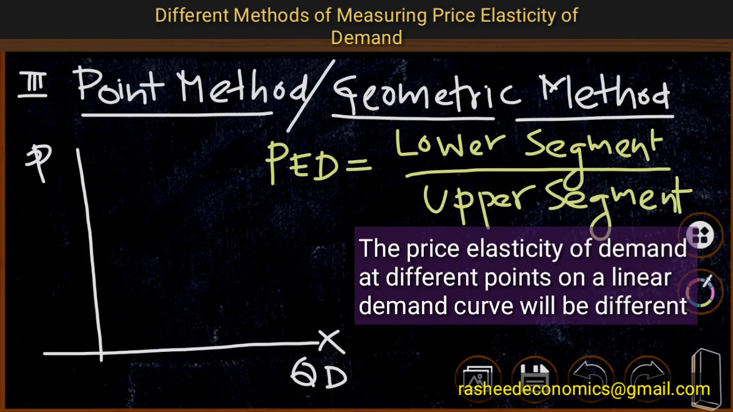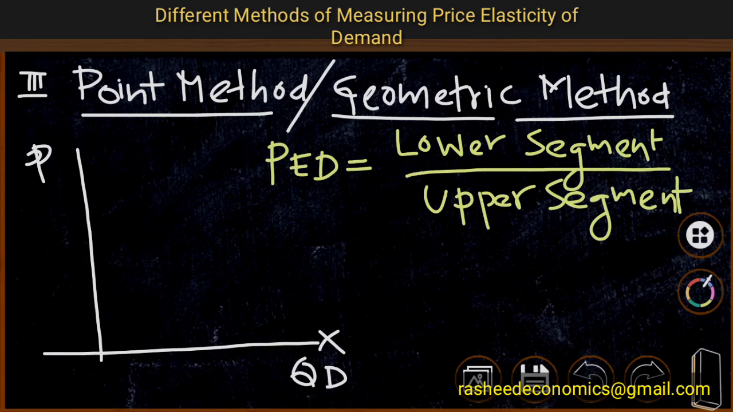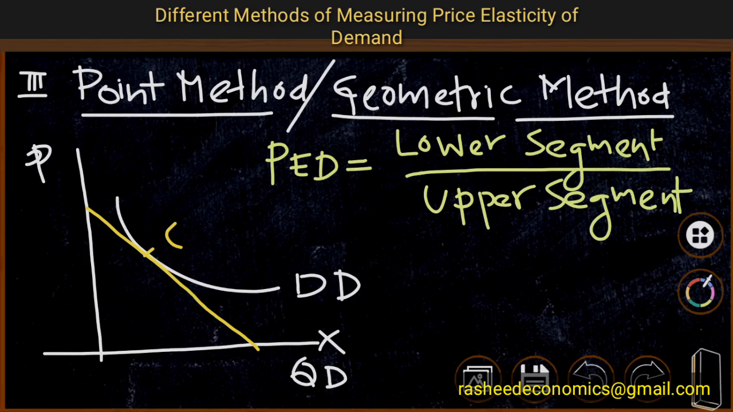We can apply the same concept in the case of a non-linear demand curve if we want to measure the elasticity of demand at a particular point on it. Suppose we have a non-linear demand curve DD and we want to measure the elasticity at point C. The best method is to draw a tangent which passes through C, like this. Here we have drawn a tangent AB. This line AB is tangent to the demand curve at point C, and we want to measure the elasticity of demand at point C.